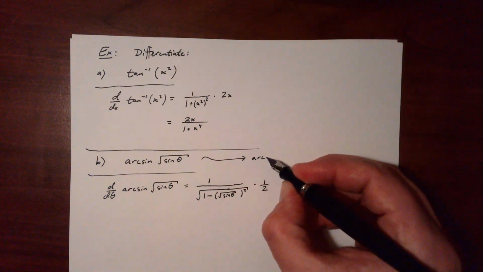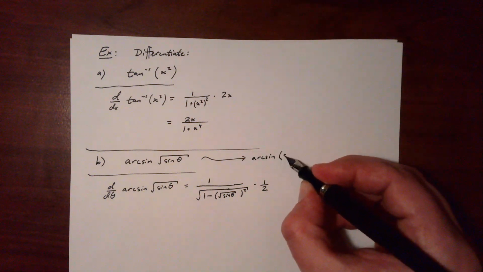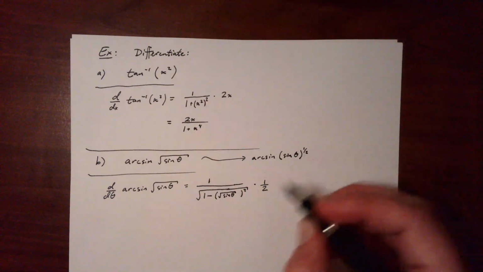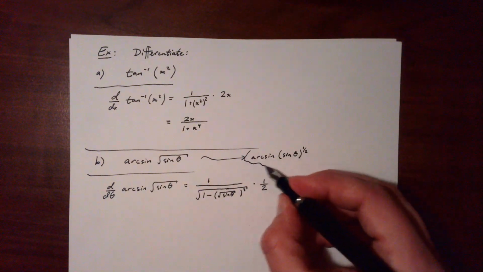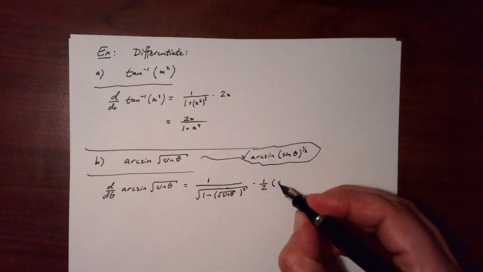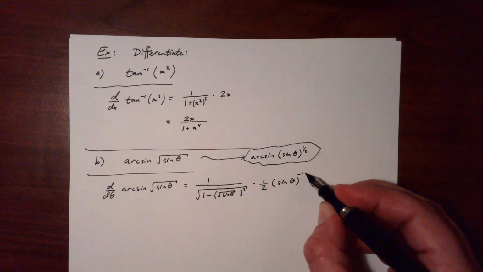as, remember, arc sine of sine theta to the 1/2 power. Okay, so that'll make it a little easier for us to do the differentiation. So then what's that going to be? It's going to be sine theta to the negative 1/2.